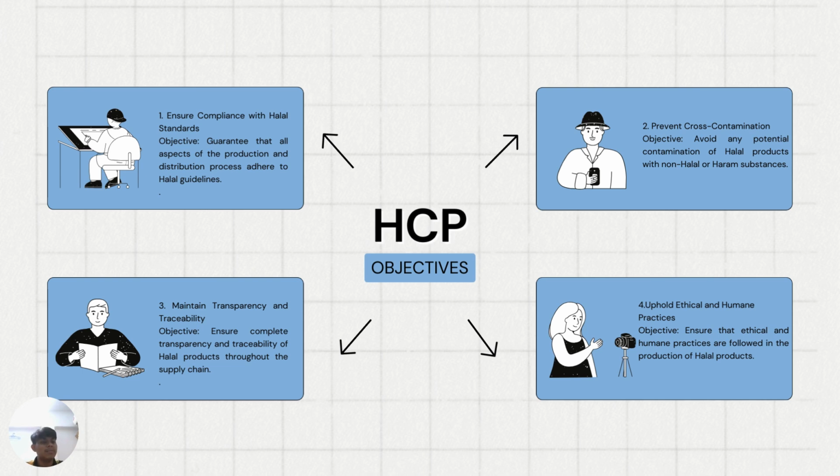We move to our next, which is the third, maintain transparency and traceability. The objective is to ensure complete transparency and traceability of halal products throughout the supply chain. Number four is uphold ethical and humane practices. The objective is to ensure that ethical and humane practices are followed in the production of halal products.